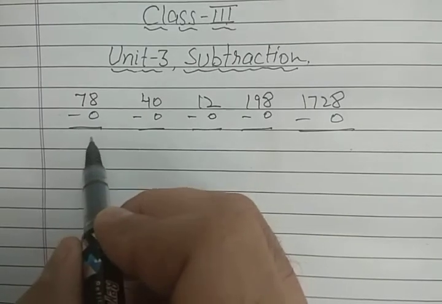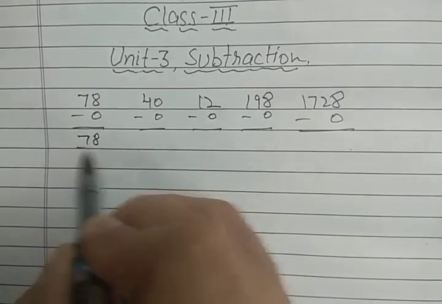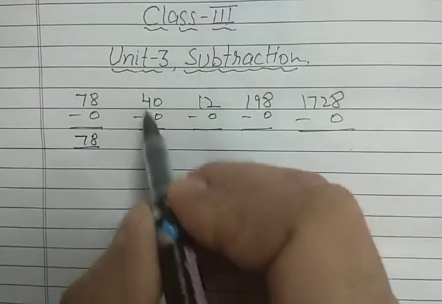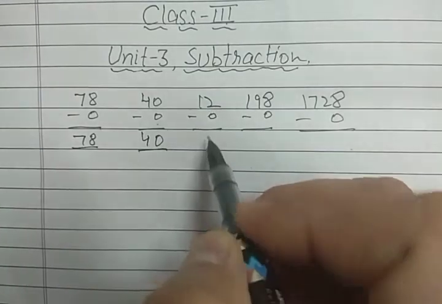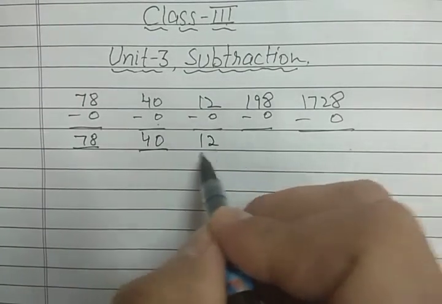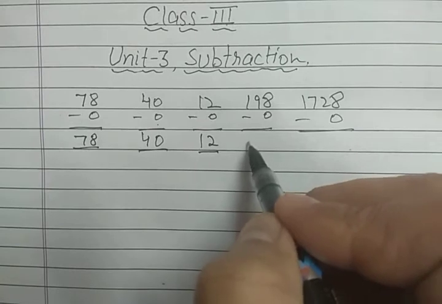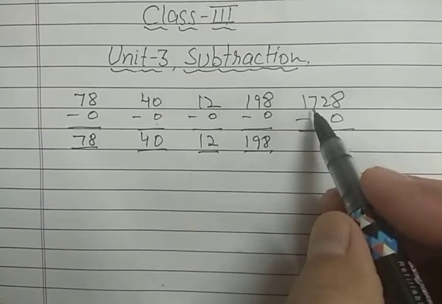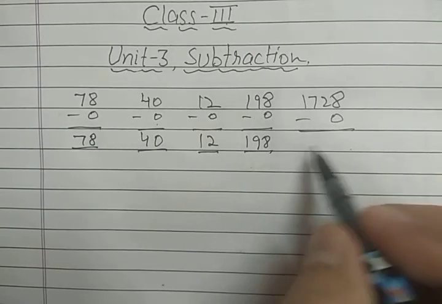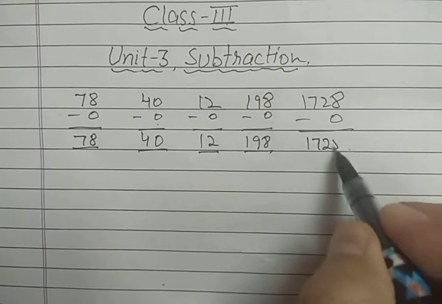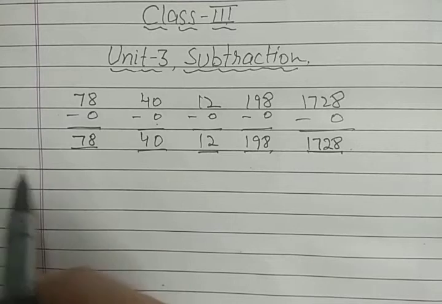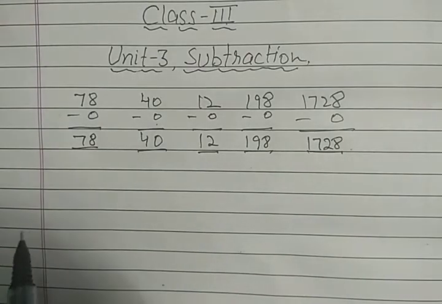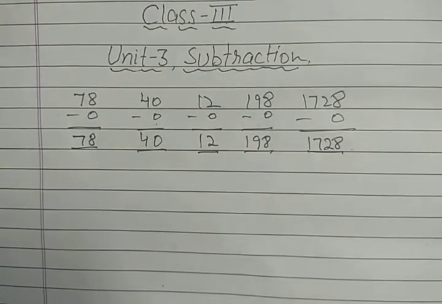Now 78 minus 0 is 78, 40 minus 0 is 40, 12 minus 0 is 12, 198 minus 0 is 198, 1728 minus 0 is 1728. Now what do you observe from these examples?